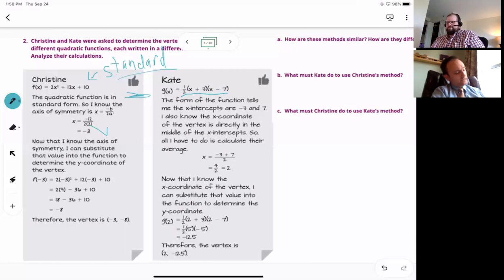So she would have to factor that function, which we may not be comfortable doing yet. But you could. Cool.